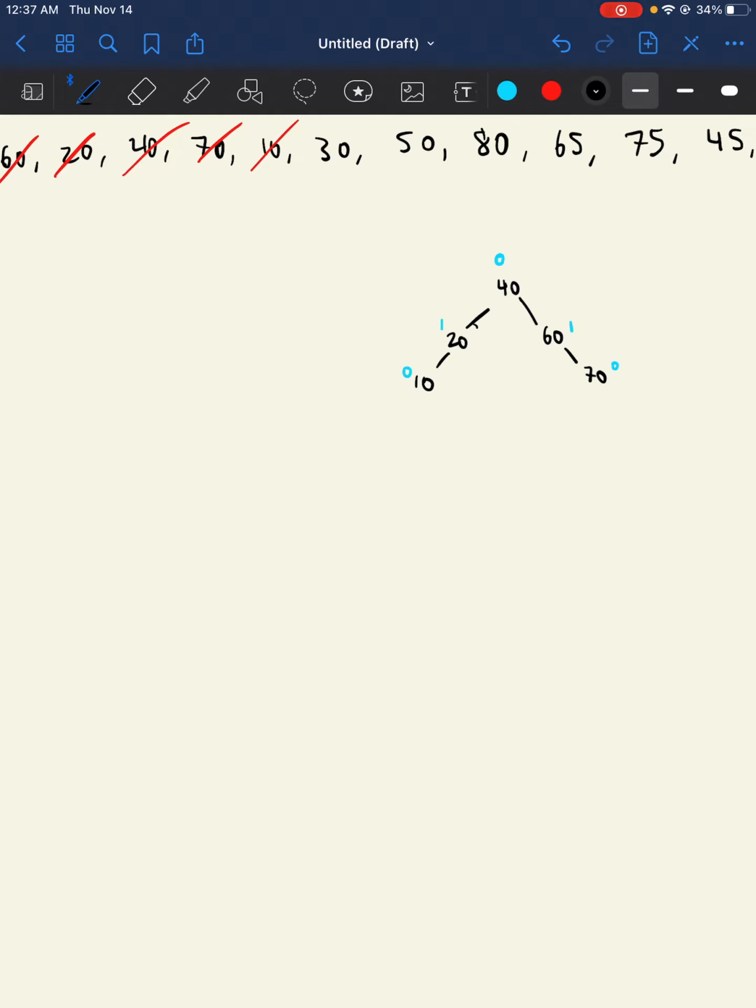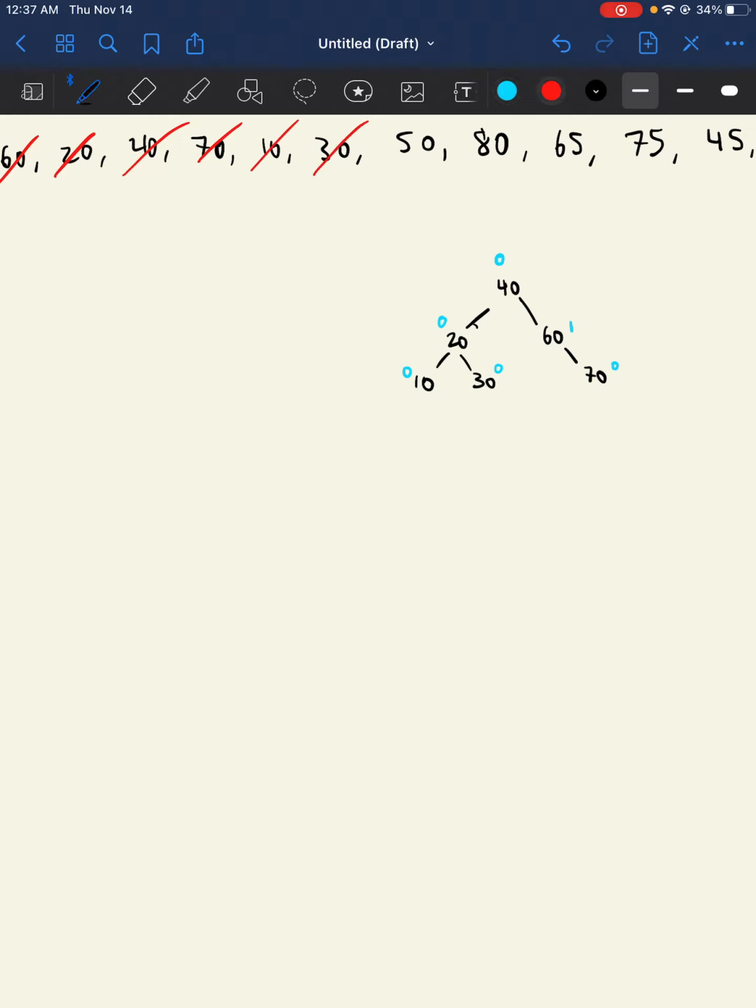All right, let's insert 30. 30 is smaller than 40, but it's bigger than 20. Balance factor is 0. For 20, the balance factor is now also 0. And for 40, balance factor is still 0. 2 minus 2.